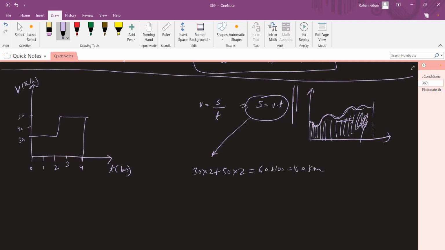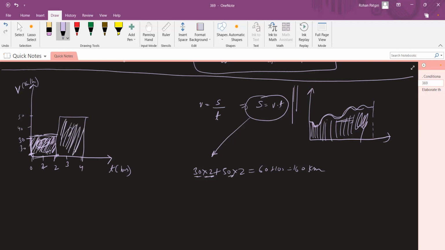This is the distance. But if you look at this 30 into 2 geometrically, what have you calculated? 30 is the length, and 2 is the breadth. So actually, we have calculated the area under this curve, the area of this rectangle. Similarly, with 50 into 2, we have calculated the area here.